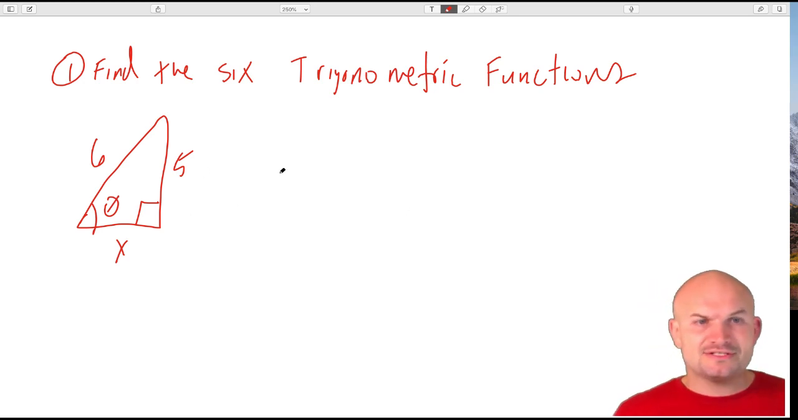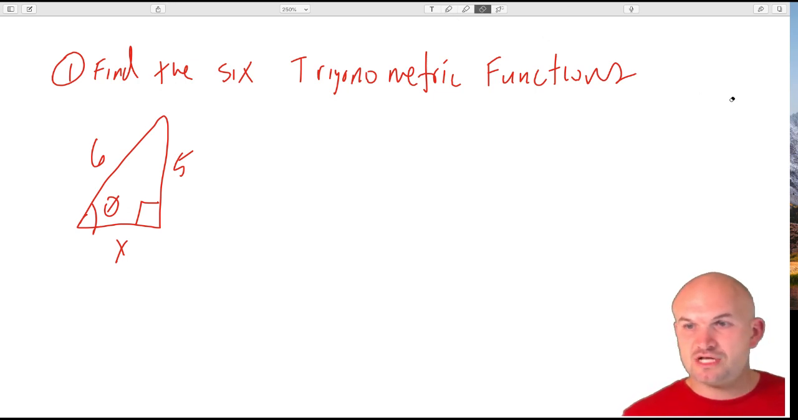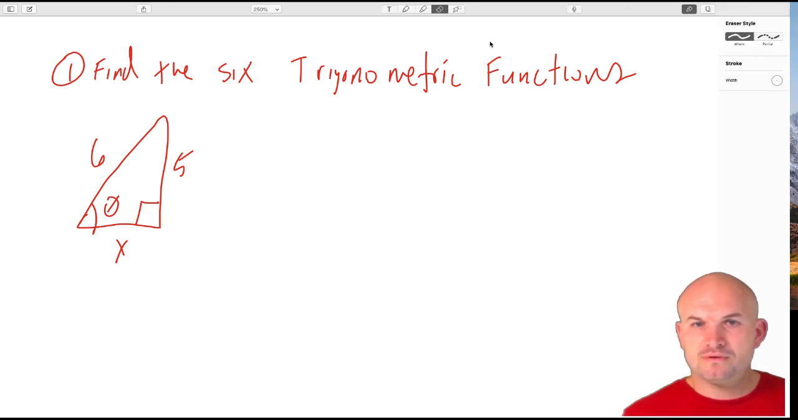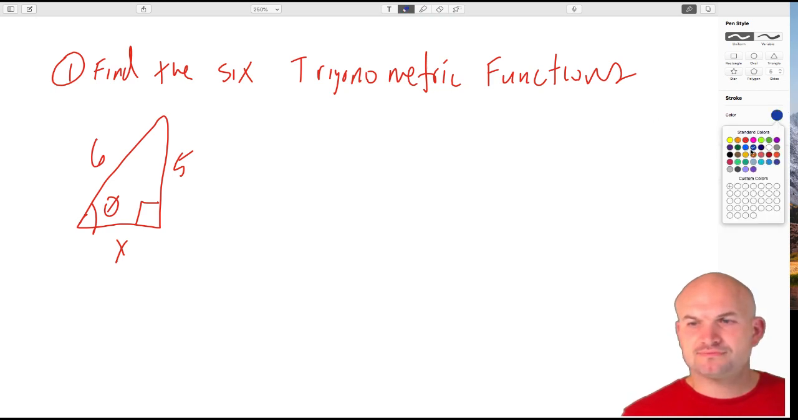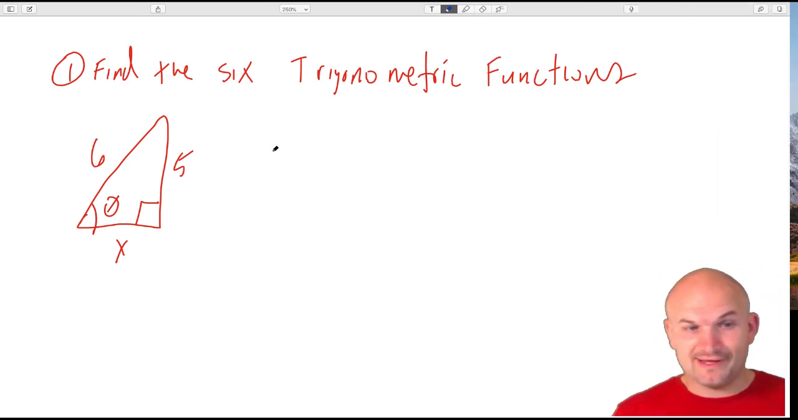Let's go ahead and get on to some math. So find the 6 trigonometric functions. Hopefully at this point you recognize the sine, cosine, tangent. I'm going to do all these problems in blue. I meant to type them in black and I forgot, because usually I like to do my problems in red.